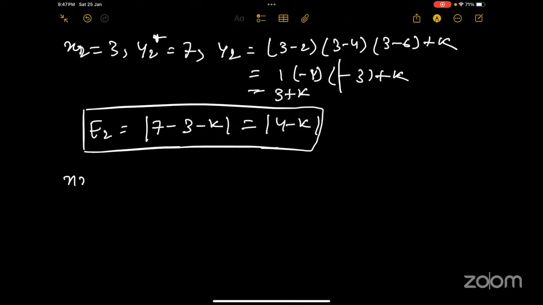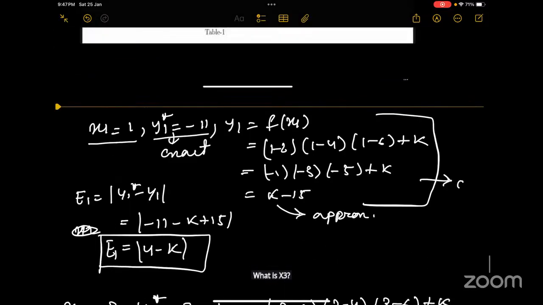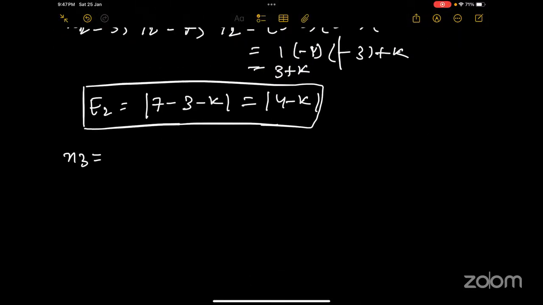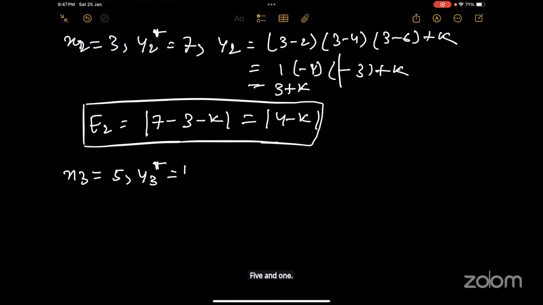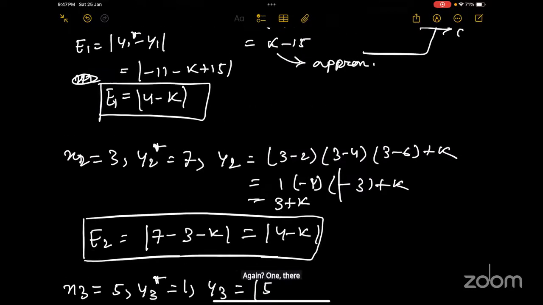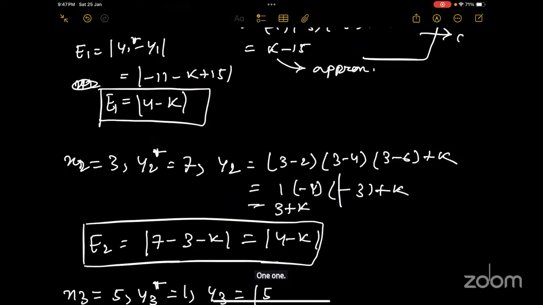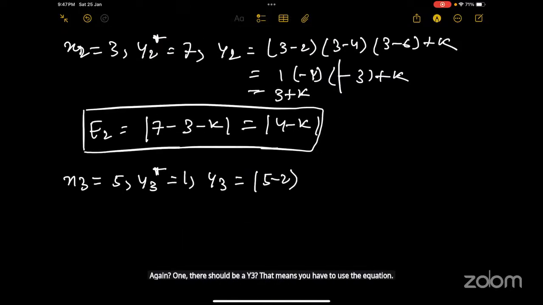What is x3? 5. And y3 star is 1. And what is y3? Again, there should be a k. That means you have to use the equation. Again, you just have to use the equation repeatedly.